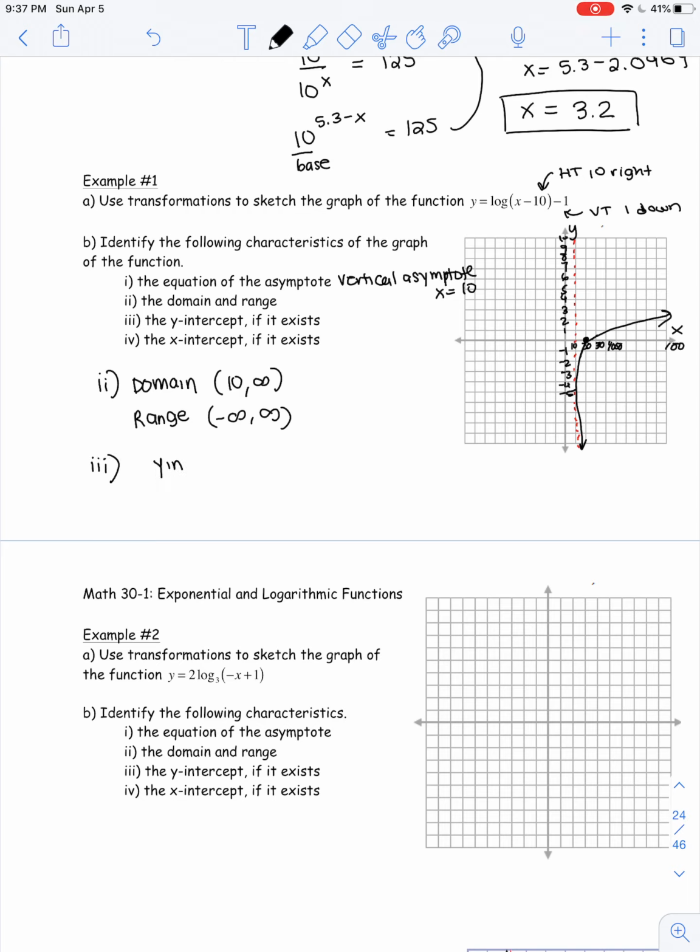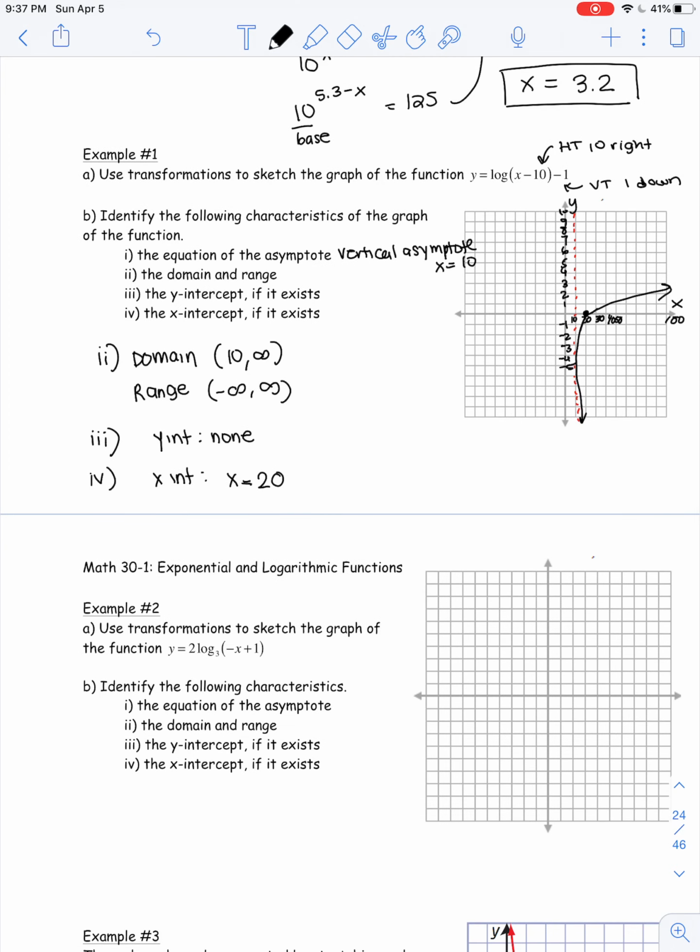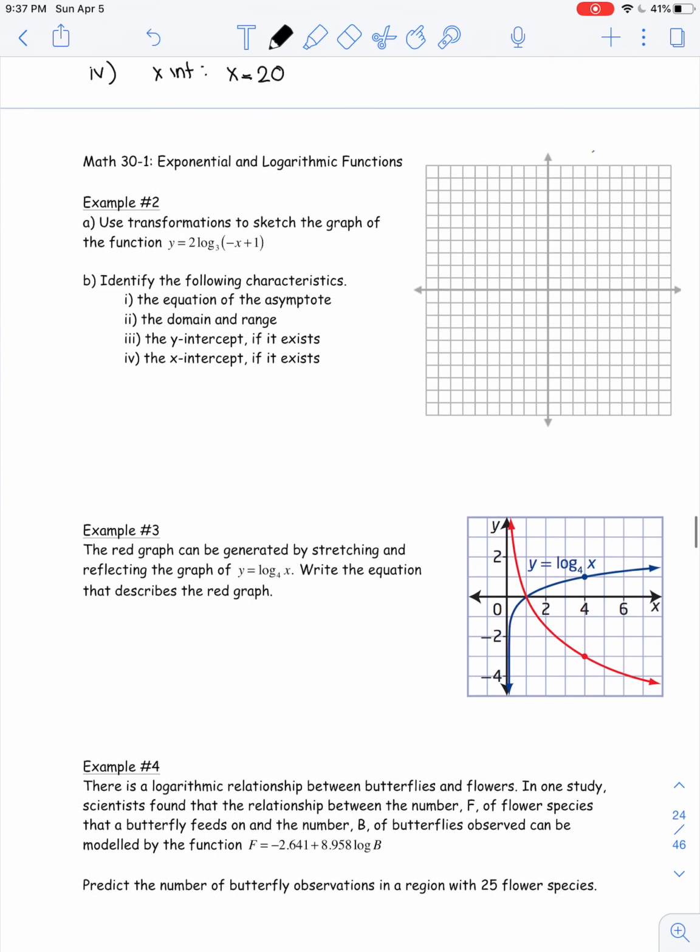For 3, our y-intercept does not exist. We're going to say none. And our x-intercept we already found should have been when x equals 20. Okay, so that's kind of what we're doing in this lesson, is we're looking at the transformations and seeing how it affects our features. So as you can see, that horizontal translation of 10 units to the right affected our domain, and it affected that vertical asymptote. So those are important things to note. Now, since our range was going from negative infinity to positive infinity, that vertical translation didn't affect that.